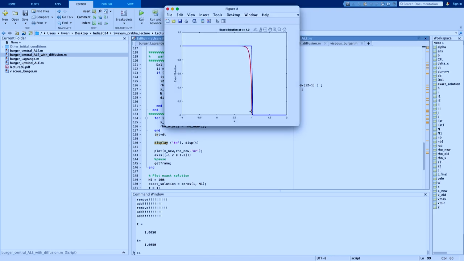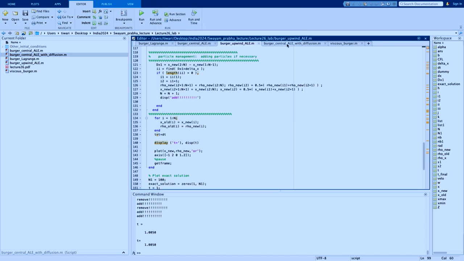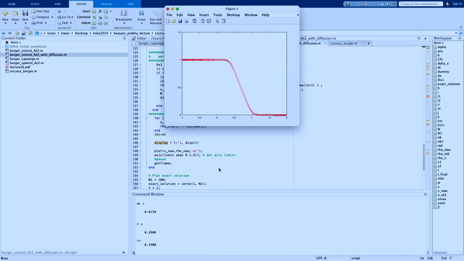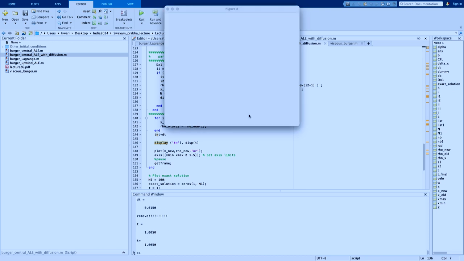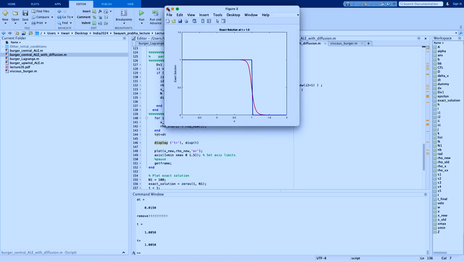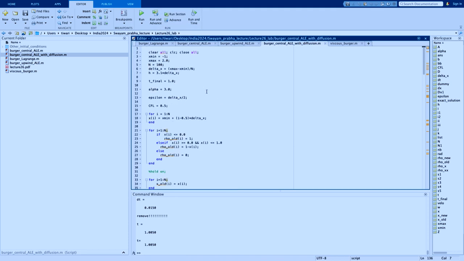So at least we have a sharp discontinuity here on the right part of the shock, but there is small diffusion here. But when we add the diffusion coefficient, we have the diffusion on the top as well as on the bottom. Let us see what our epsilon was here. Our epsilon was delta x by 2. So what will happen if I take delta x by 4?